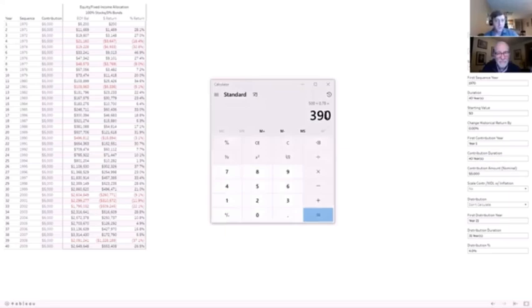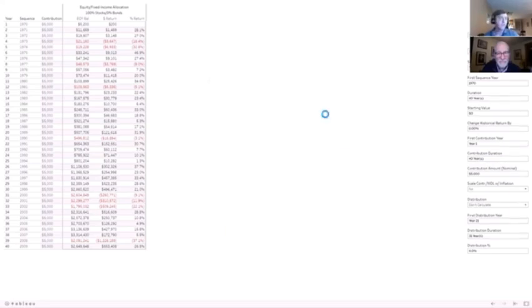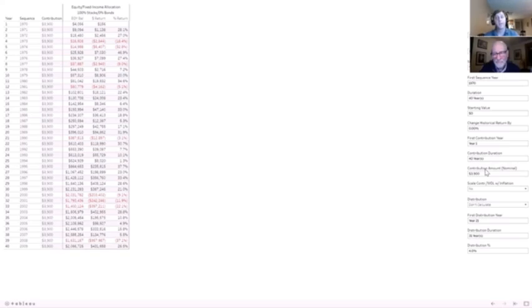Okay. So I'm going to go put that into the other calculator. I've got three calculators on the screen here. And so instead of $5,000, I'm going to put $3,900 invested every year. Again, this is after tax money.